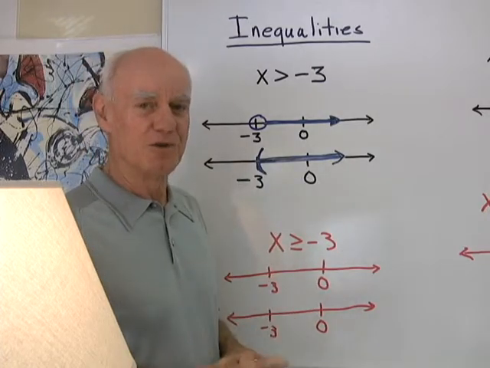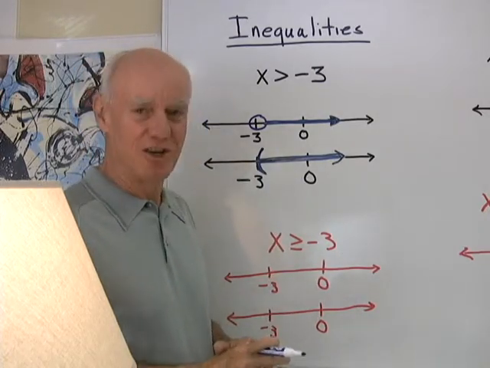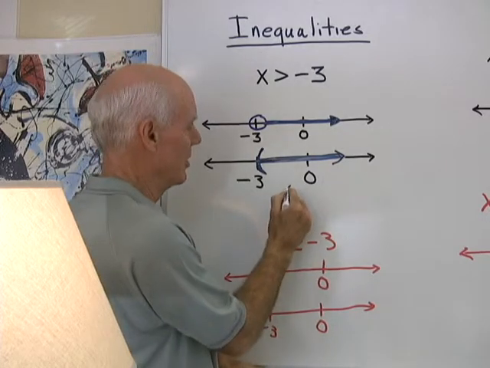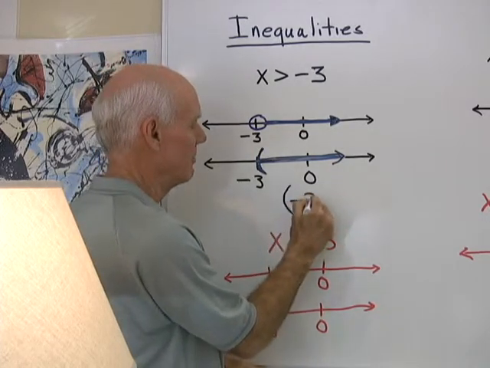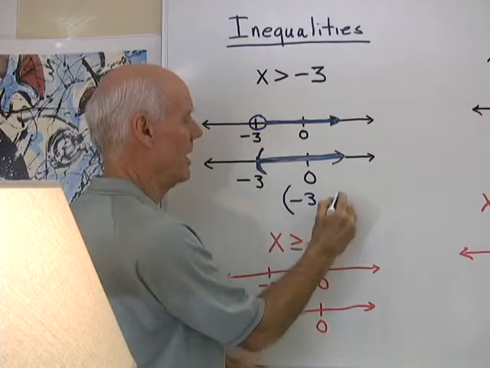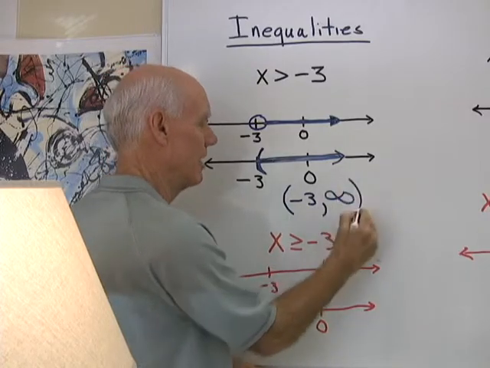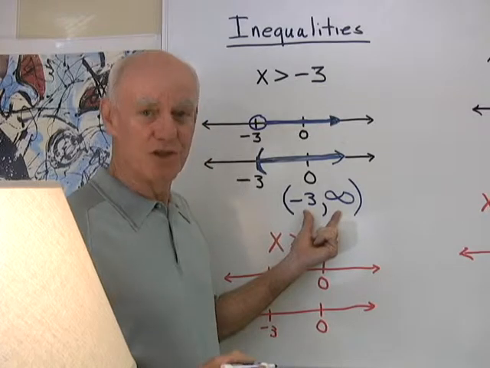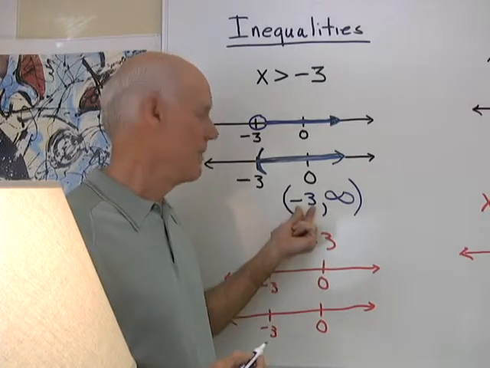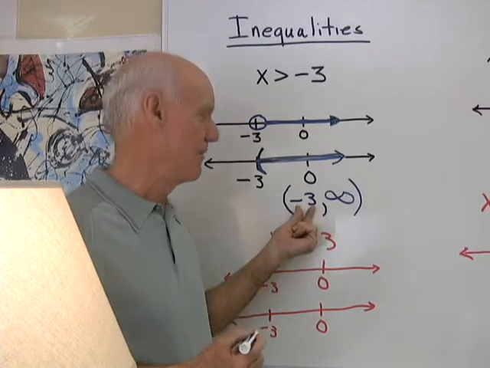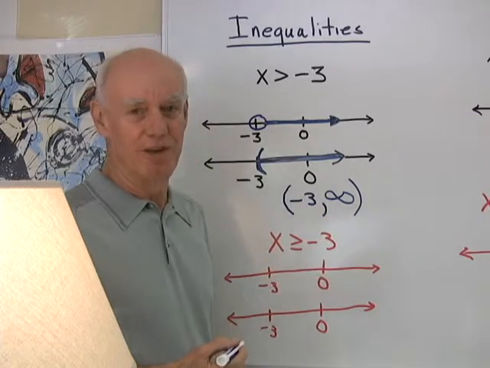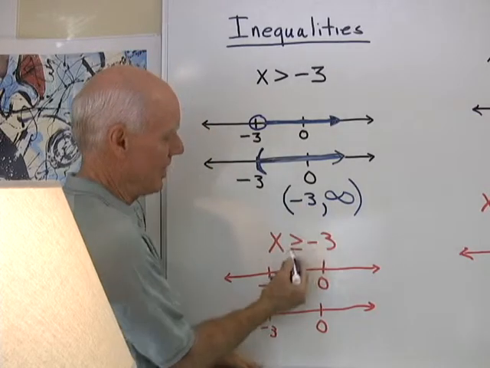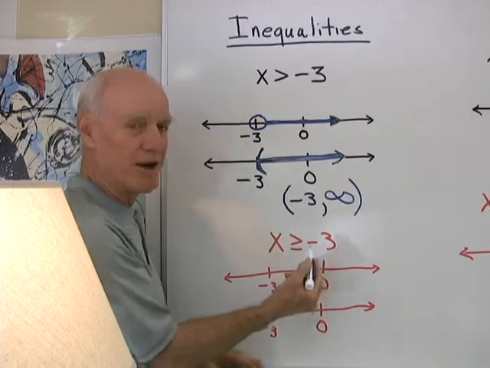Now we also want to use something called interval notation, and it will look like this. It's going to be an open parenthesis here, -3 for that endpoint, comma, and then positive infinity with an open parenthesis at that point. So this interval notation stands for all the real numbers from -3, but not including -3, on up through infinity.